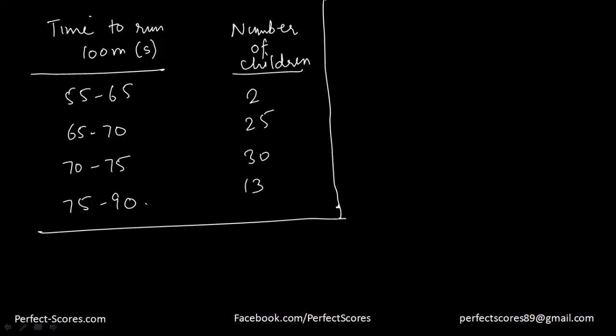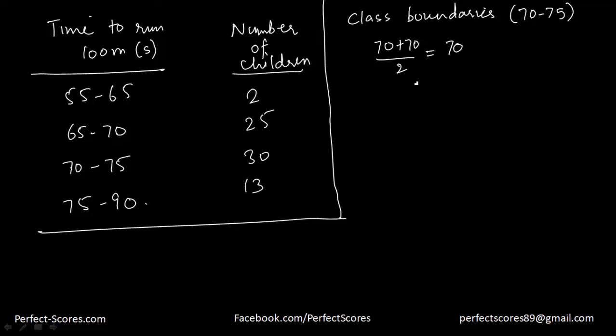Now what do we have to find? Let's suppose we have to find the class boundaries for the class 70 to 75. So the class boundary is going to be equal to 70 plus 70 divided by 2, because this is 70, this is also 70. So the class boundary is simply going to be 70 plus 70 divided by 2, which is 70. And here it is 75 plus 75 divided by 2, which is equal to 75. So this is the lower class boundary, and this is the upper class boundary.